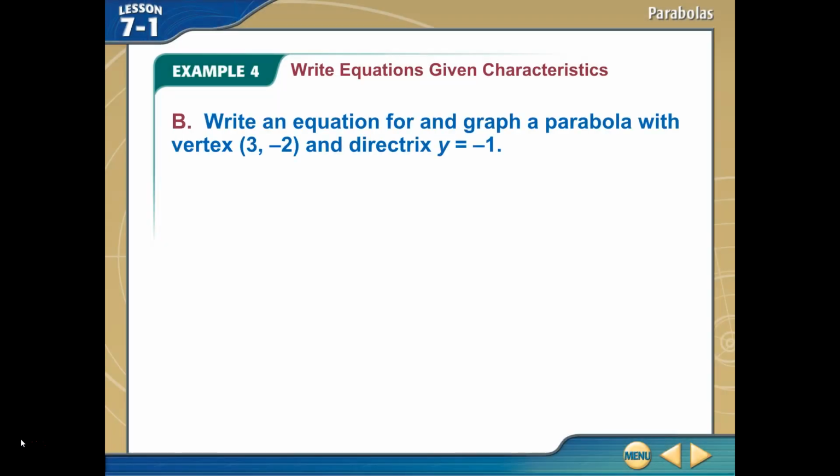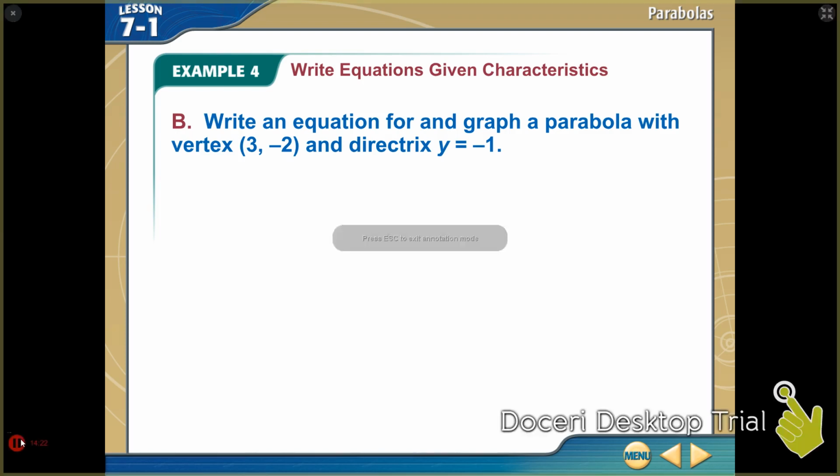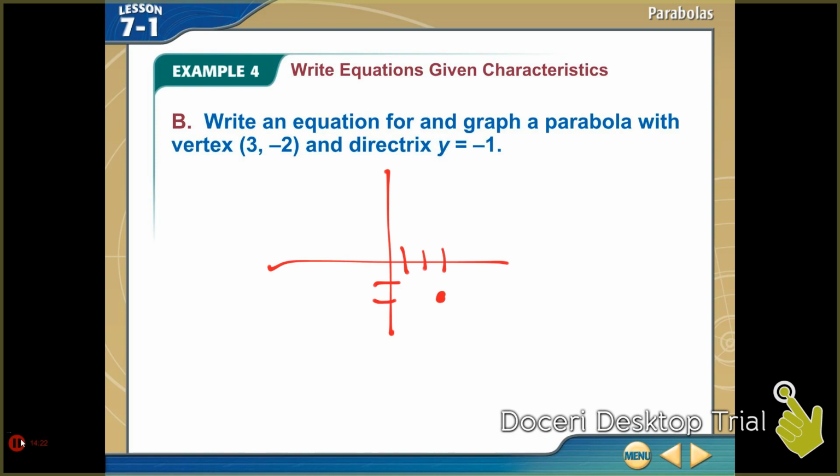All right, well, this is a little bit different in that we haven't been given the equation. What we've been given is some characteristics, and we need to then determine what the equation is. So I know that a vertex is at 3, -2. So if I was to just sketch out what I've been given, right, I know at 3, -2, there's my vertex. And I know I have a directrix at y equals -1. So y equals -1 right there.